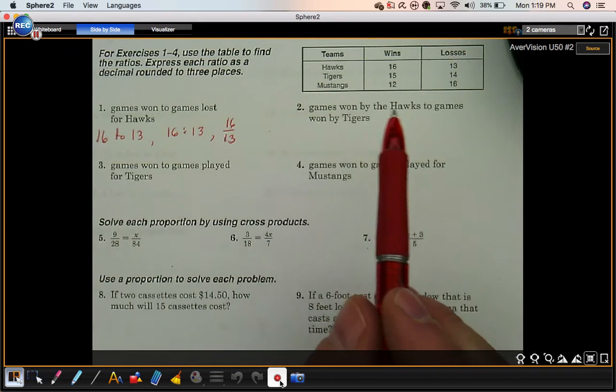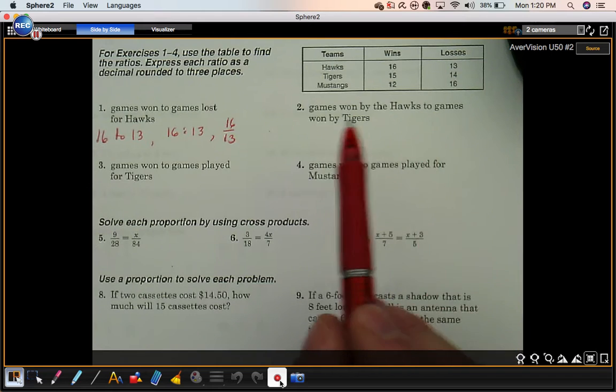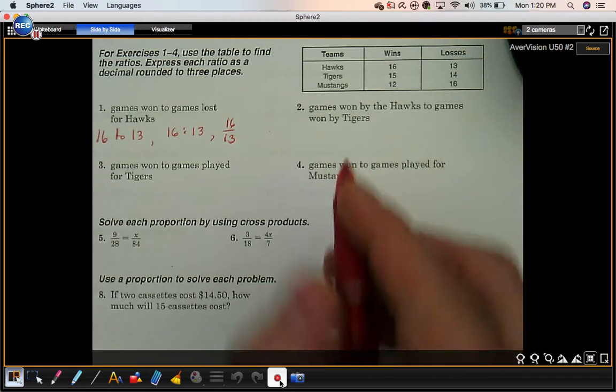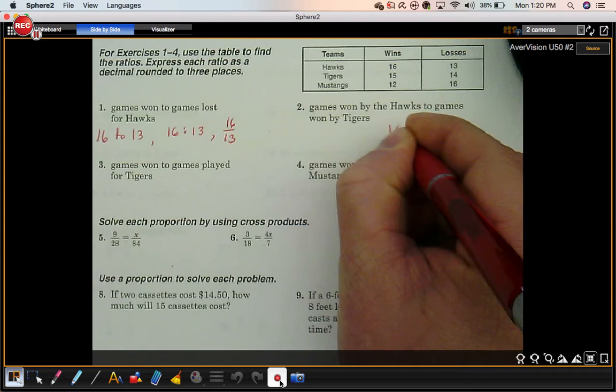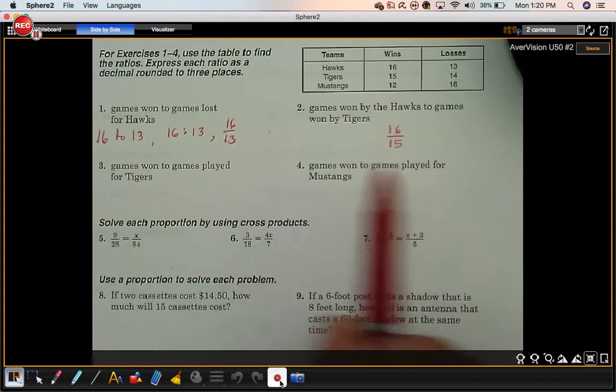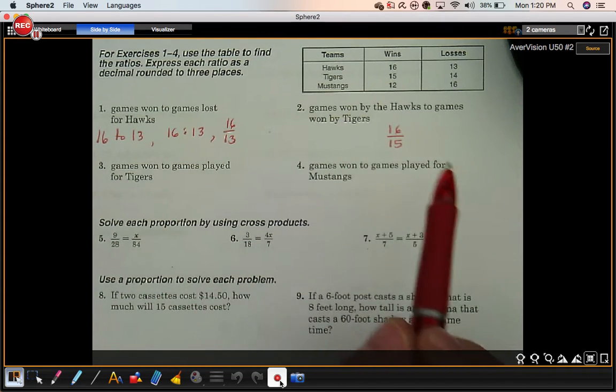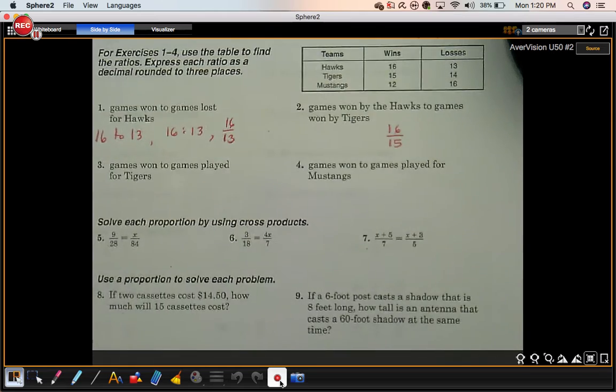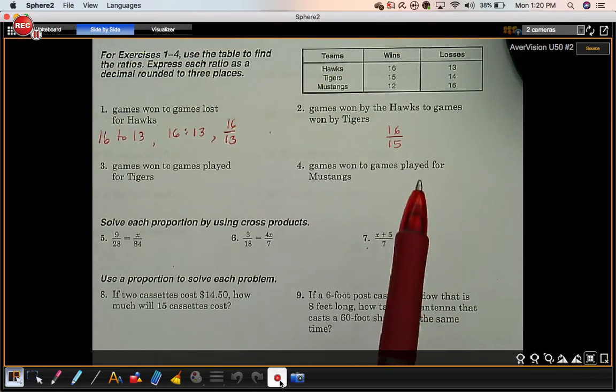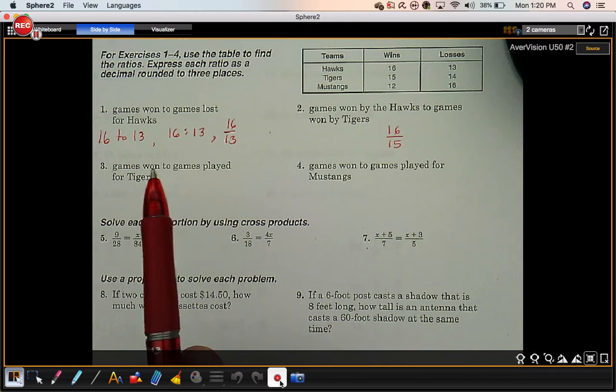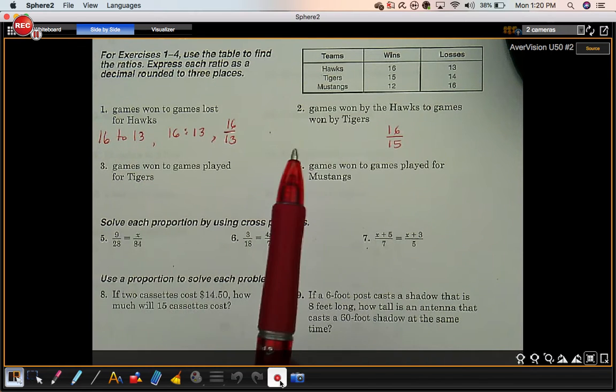Number 2, games won by the Hawks compared to games won by the Tigers. 16 to 15. Pick your favorite way to write it and just go with it. Number 3, games won to games played for the Tigers.